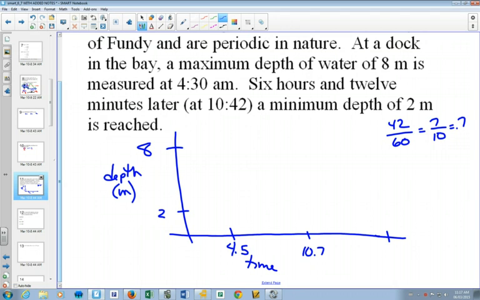So we know we have a maximum here at 4:30, and then at 10:42 we have our minimum. Those are the only 2 points that we have. However, from this, you should be able to tell me what the center line is. What value is going to be right here? Should be 5. Same distance to the maximum, same distance to the minimum.